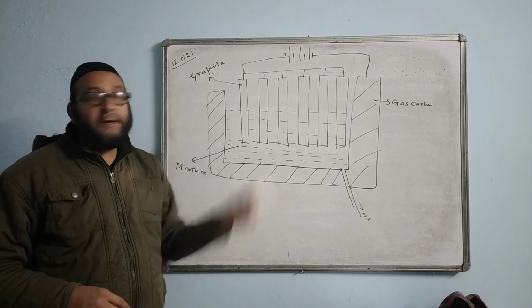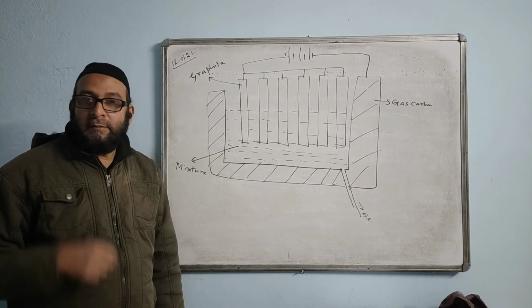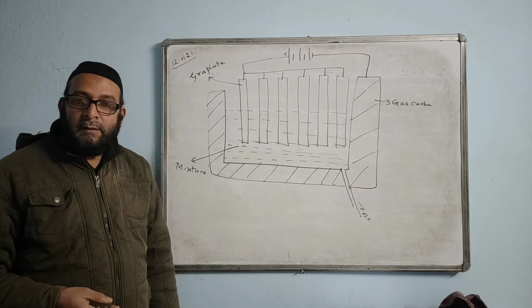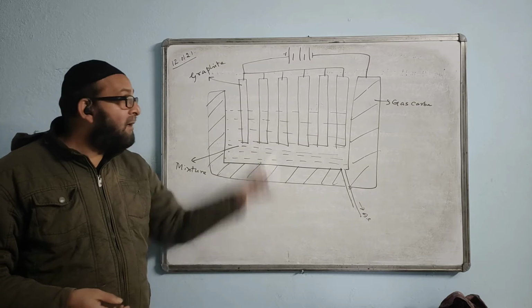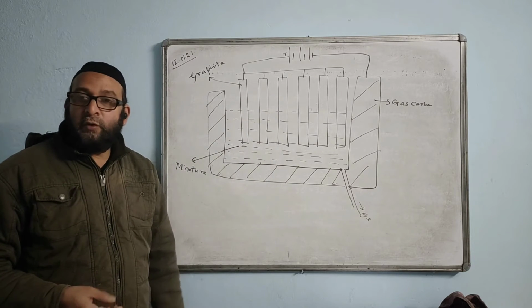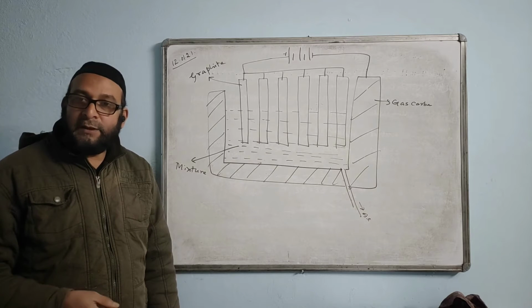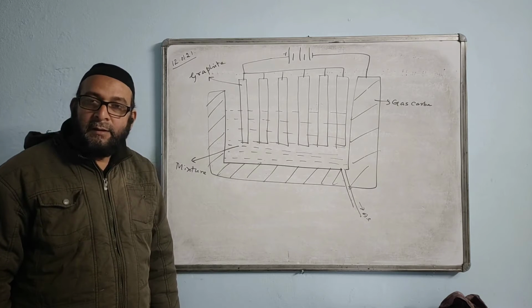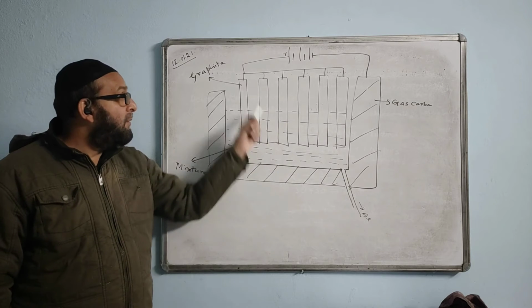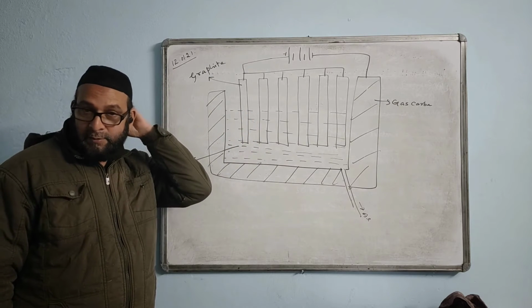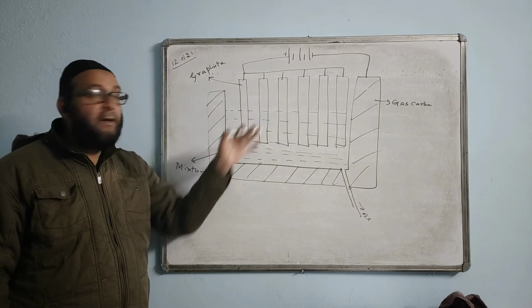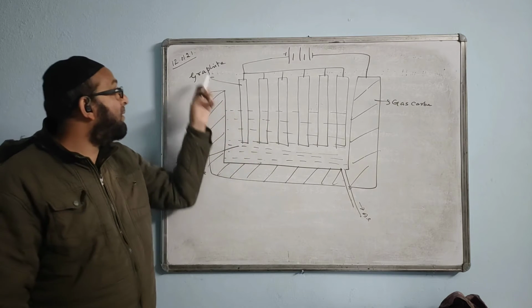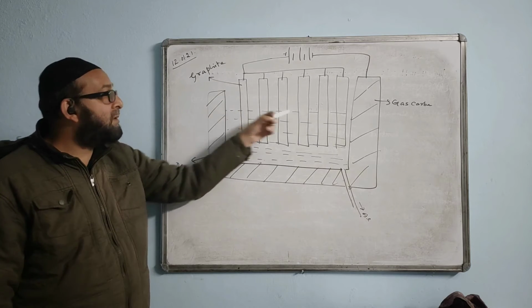Why are these anodes replaced periodically after some time? Why do they get oxidized? Because at the anode, oxygen gas is liberated, and that oxygen gas will oxidize or burn these anodes.